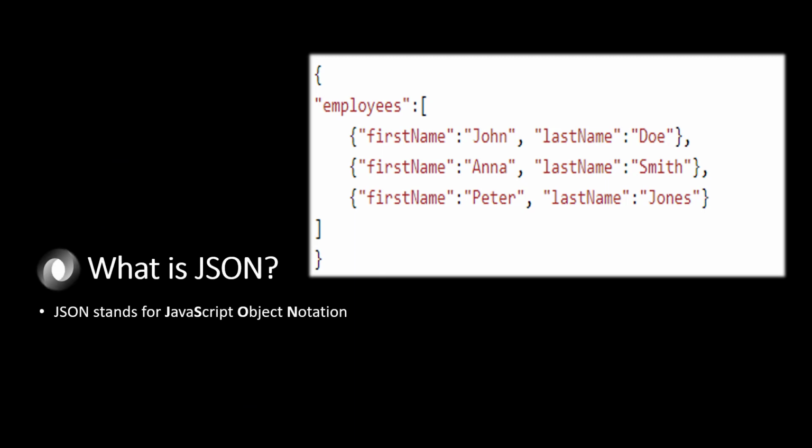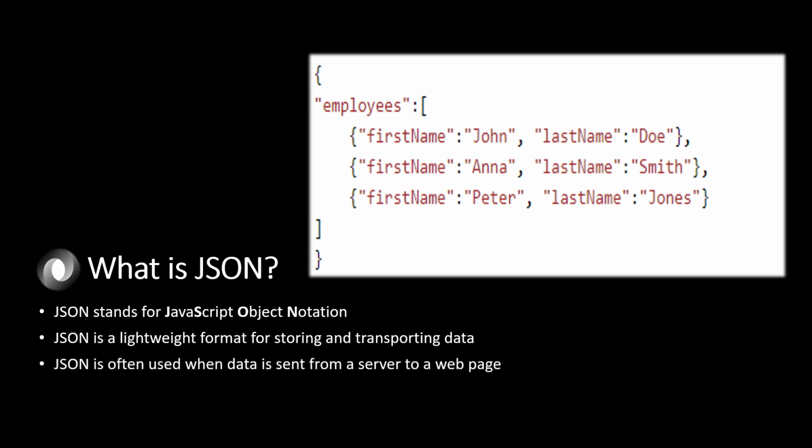What's JSON? JSON stands for JavaScript Object Notation. JSON is a lightweight format for storing and transporting data. JSON is often used when data is sent from a server to a web page. JSON is self-describing and easy to understand.